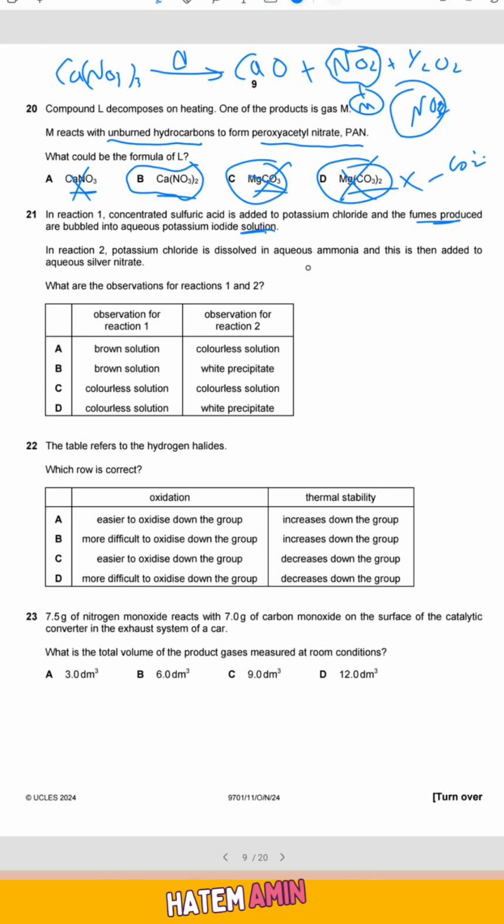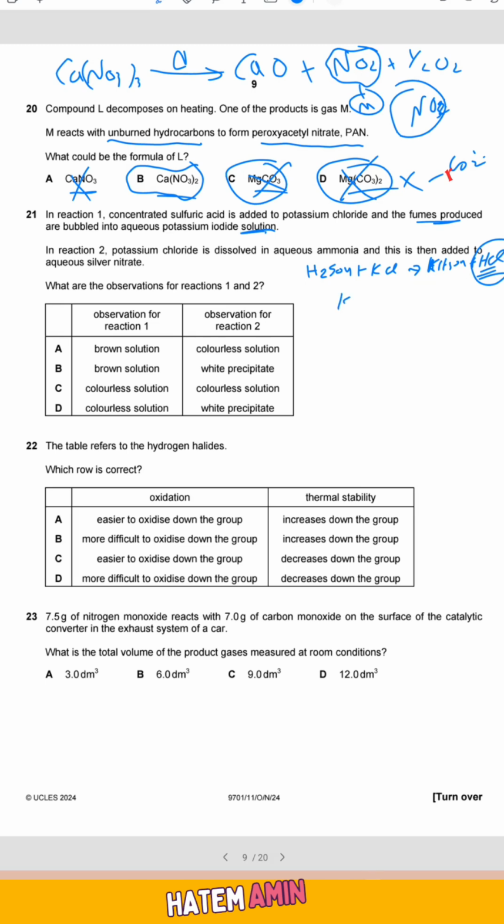So let's write reaction number one. H2SO4 reacted with KCl, potassium chloride, will give us KHSO4 plus HCl. So the fumes we are talking about here are HCl. These are colorless fumes. If these colorless fumes are bubbled into potassium iodide, what is the color we can find?